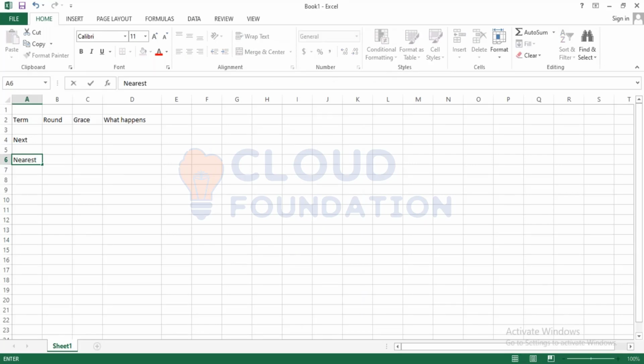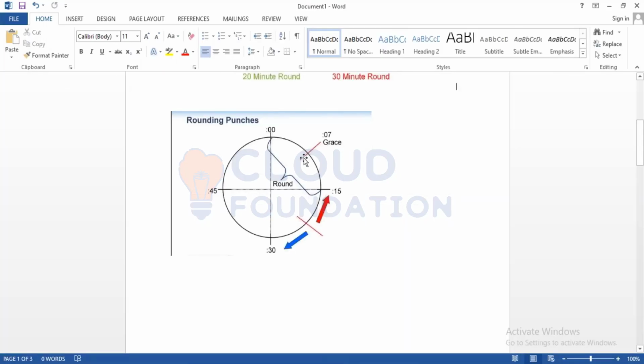So in this situation, what happens is, the grace will be somewhere in the middle, and this grace is going to basically divide this into two regions. And in the first region, anywhere if the employee punches in between here, the punch is going to go back to 8. And if the employee punches anywhere in this segment, the punch is going to go forward. So in this case, the punch rounds forward or backward to the nearest round interval.